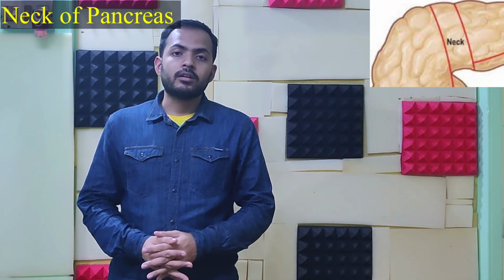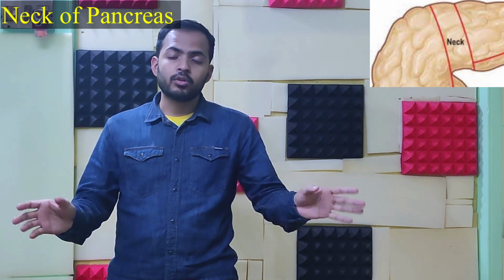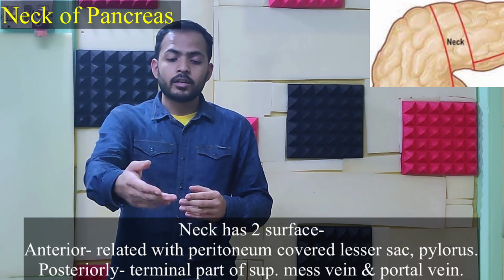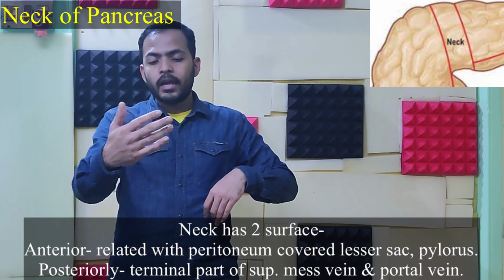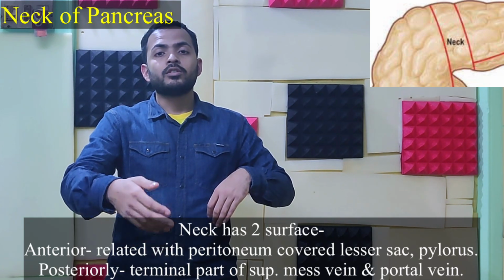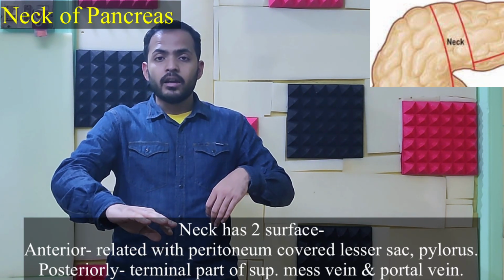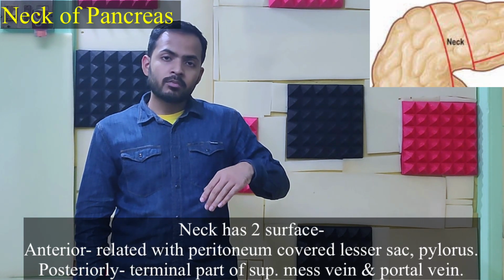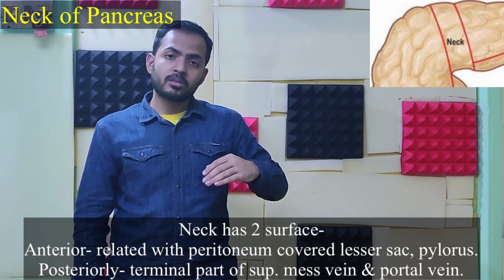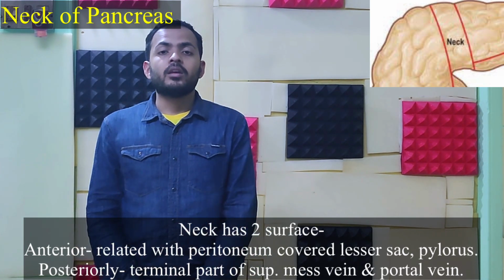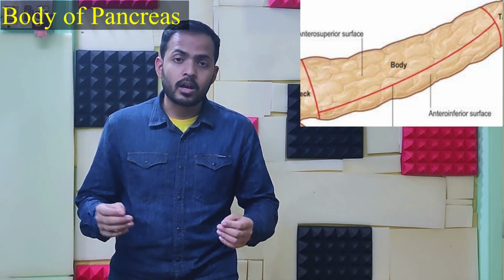Next, the neck, which is in between our head and body. The neck has 2 surfaces: anterior and posterior. The anterior surface is related with the peritoneum, which covers the lesser sac and the pylorus, and posteriorly it is related with the terminal part of the superior mesenteric vein along with the portal vein. That's it.